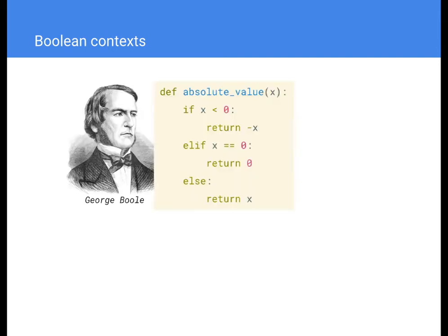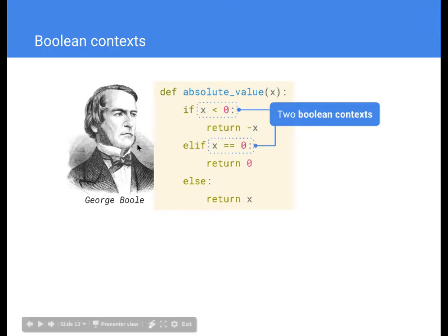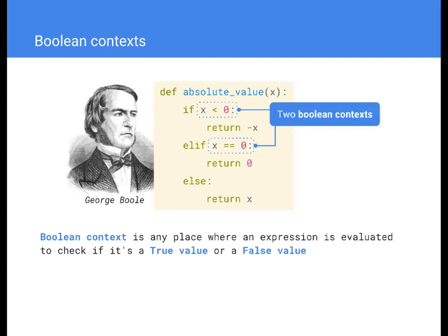Here's our absolute value function again. So we've seen this a couple of times. But the important part I want to point out now is this idea of Boolean context. We've learned before on the last slide that we evaluate each header in each clause, right? I just want to give you a new definition to work with. What do we actually do to evaluate that header? So we have this thing called a Boolean context. And a Boolean context is any place where an expression is evaluated to check if it is a true value or a false value.